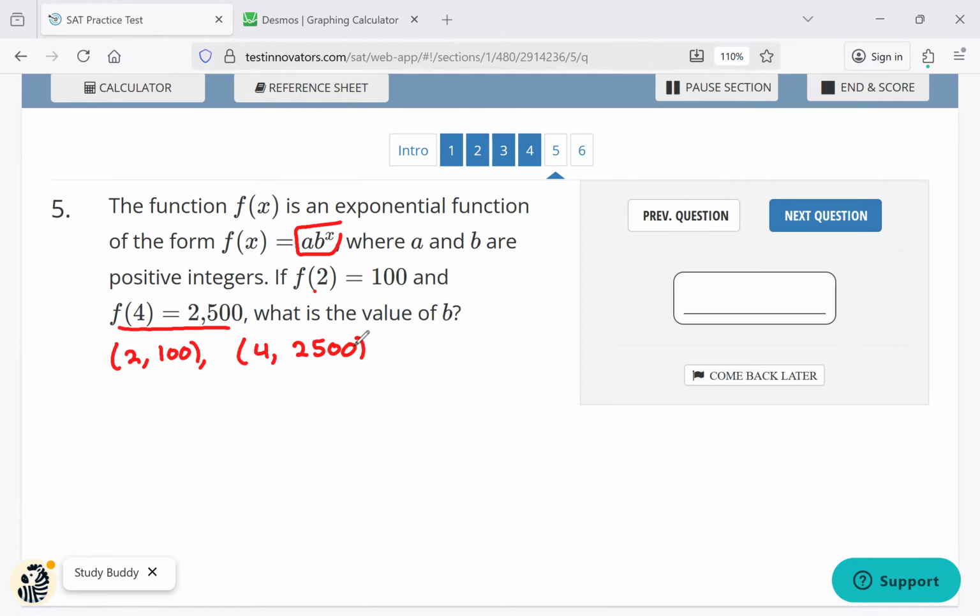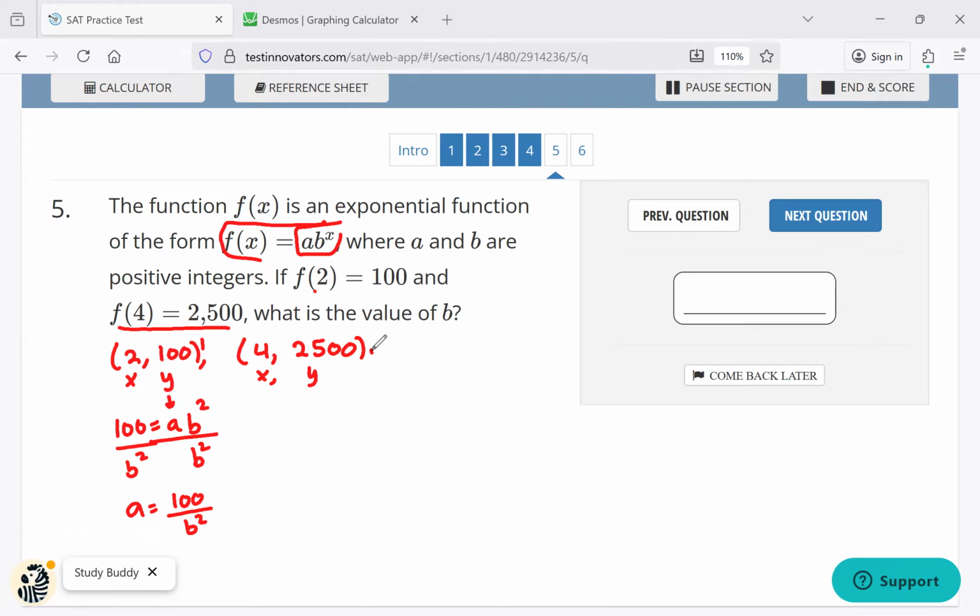So what we're going to do is plug in. This is an x, this is a y, this is also an x, this is y. Let's plug this point into the equation. f of x is like your y value, so it's 100 equals a times b, and my x is 2. Then I'm going to isolate a, and you'll see why. I have to get rid of b squared by dividing both sides by b squared. So a equals 100 over b squared.